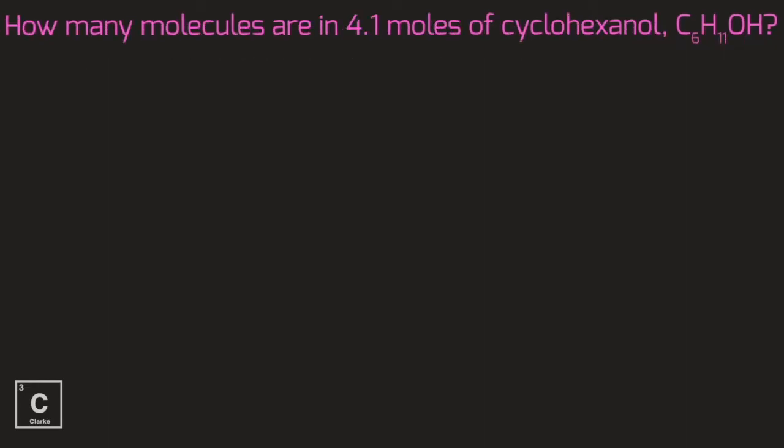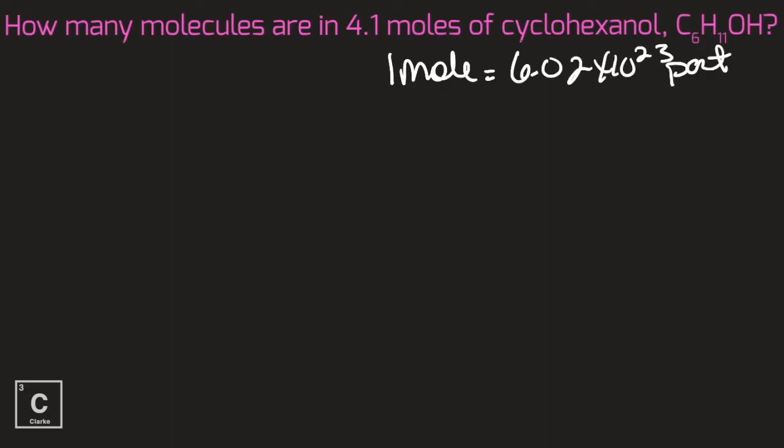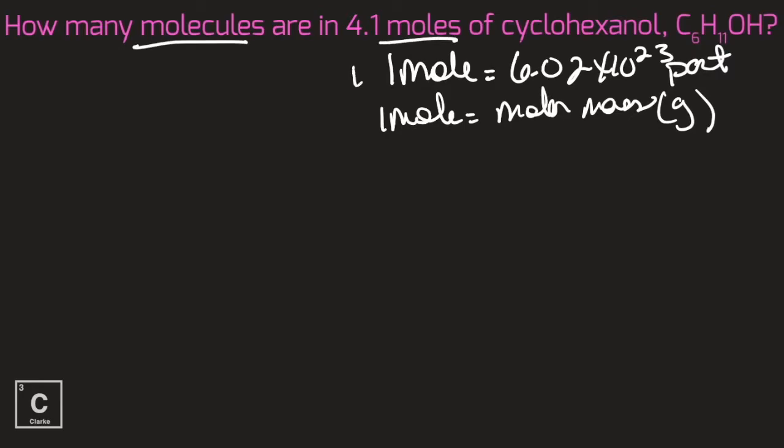How many molecules are in 4.1 moles of cyclohexanol, C6H11OH? This is a mole conversion, so let's remember the 2 conversion factors we can use. 1 mole is equal to Avogadro's number, 6.02 times 10 to the 23rd. This is when we're dealing with particles. Remember, a particle is going to be an atom, a molecule, or a formula unit. 1 mole also equals the molar mass, which is what we just practiced doing in the problem before. We use this when the unit is grams. We're starting with moles. We're going to molecules. We have a particle. This is the conversion factor we need.